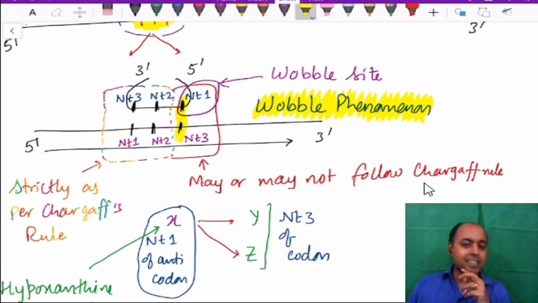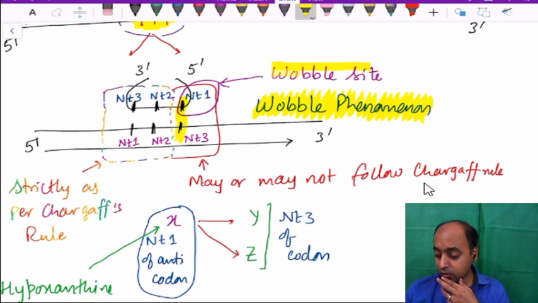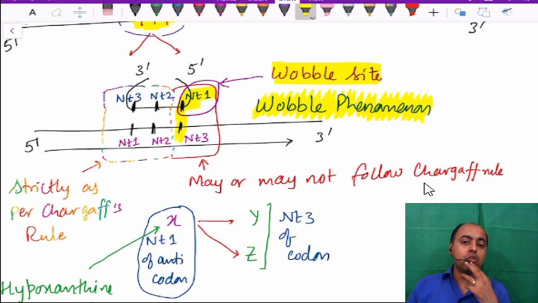The same nucleotide is able to pair up with two different nucleotides, one as per the Chargaff rule and one against the Chargaff rule. So where is the flexibility? Either the nucleotide 1 of the anticodon will be flexible, or the nucleotide 3 will be flexible in case of codon. Both cannot be flexible. In that case, it would have become four combinations, right? So we find that the wobble site, which is responsible for the flexibility, is actually the nucleotide 1 of anticodon. The nucleotide which is showing the flexibility is the nucleotide 1 of the anticodon. Alright, so this is the wobble phenomena and the wobble site.